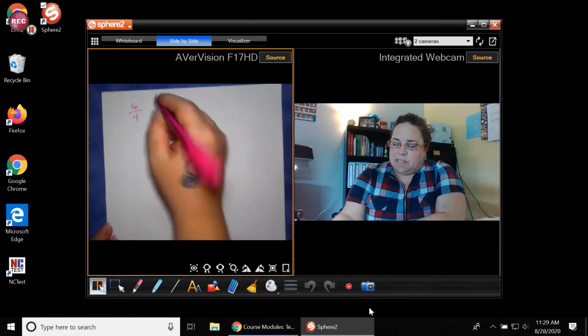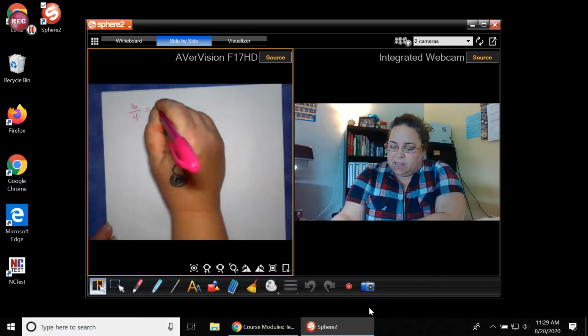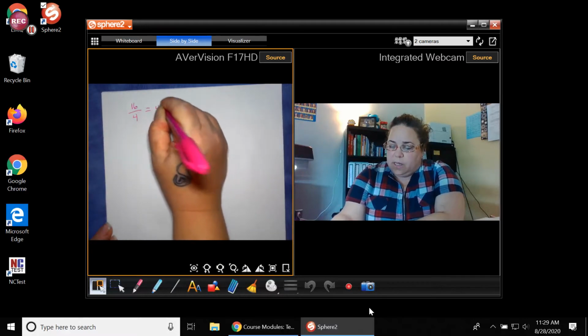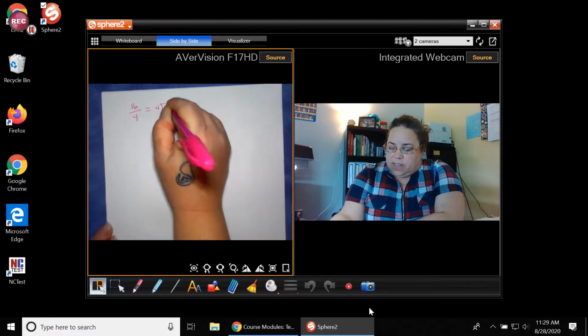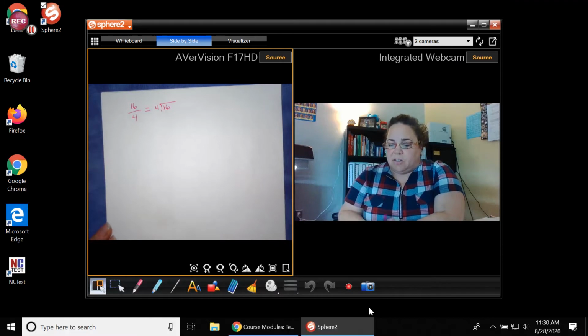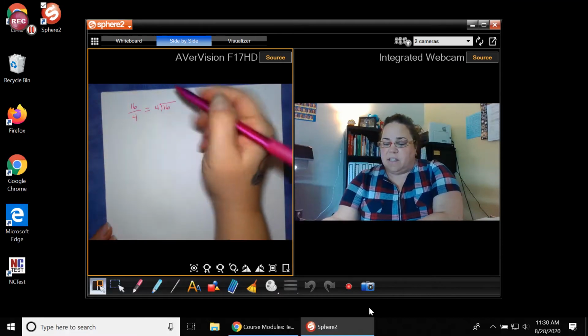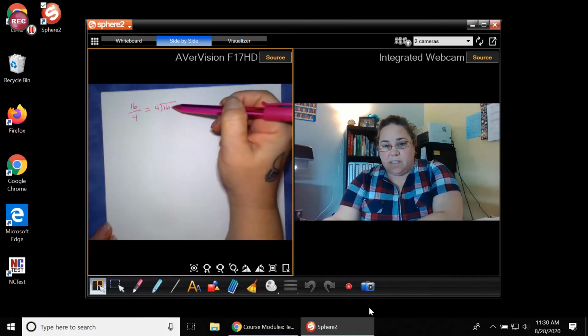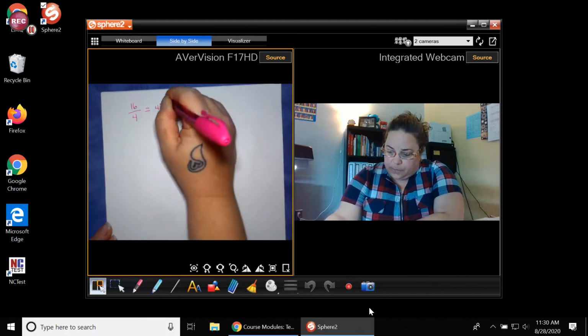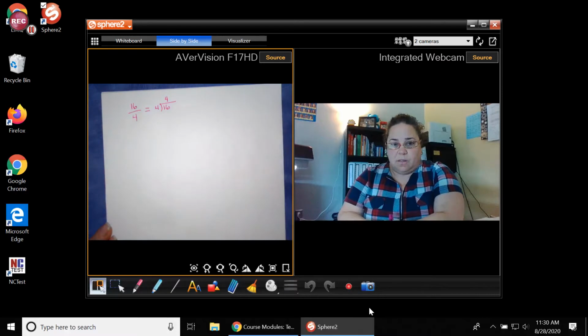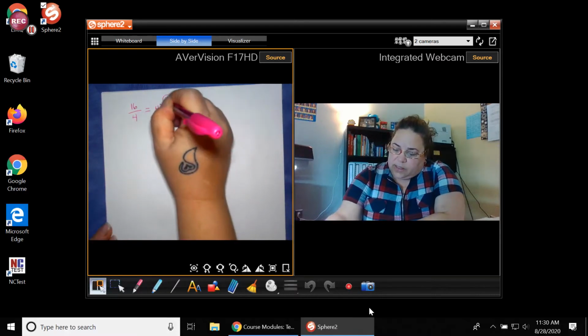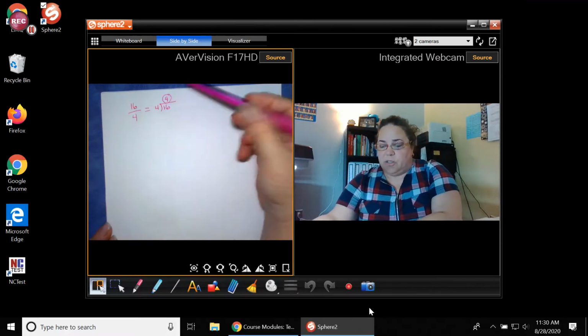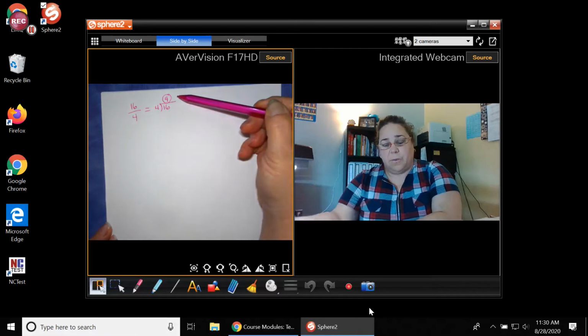So what it's saying is divide 4 into 16, and whatever your answer is, that's the equivalent of this fraction. So the answer to 4 divided into 16 is 4. So 16/4 is equivalent to 4, okay?